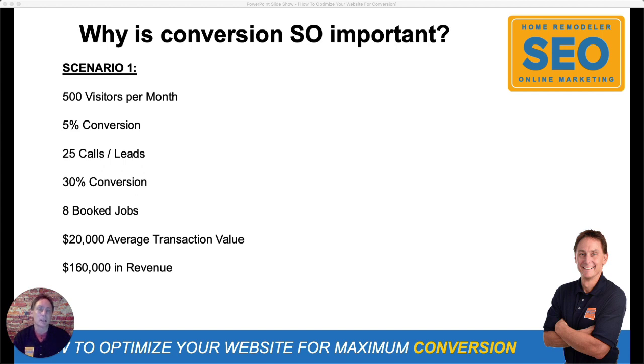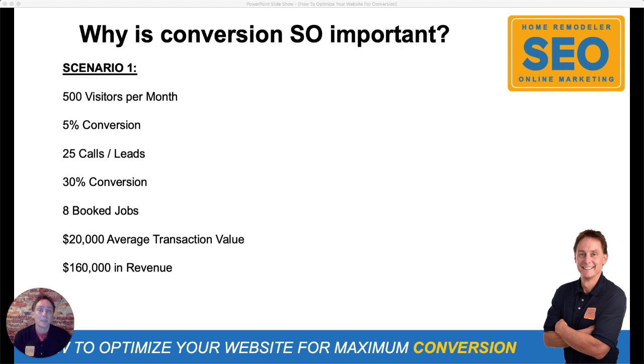Let's say your average ticket is a low $20,000. I know a lot of you guys have a much higher ticket than this, especially if you're doing high-end remodeling or custom homes, which could drive your average transaction value to $50,000 or even six figures. But even if, conservatively, it was $20,000 average transaction value, you generate $160,000 in booked revenue from those 500 visitors.